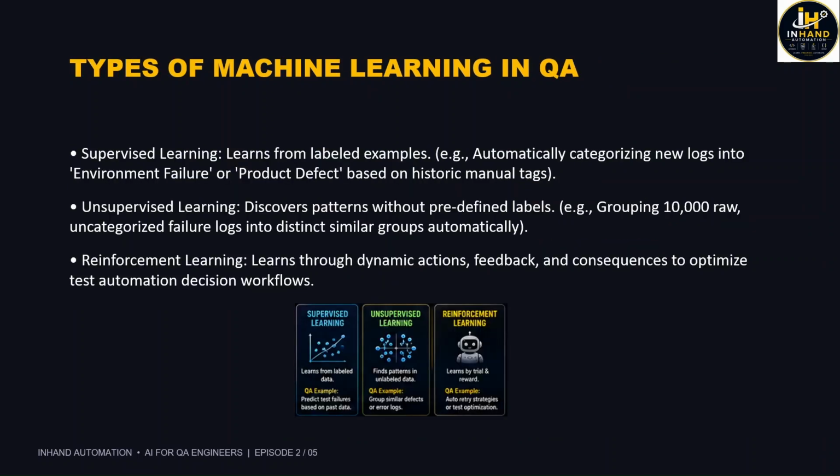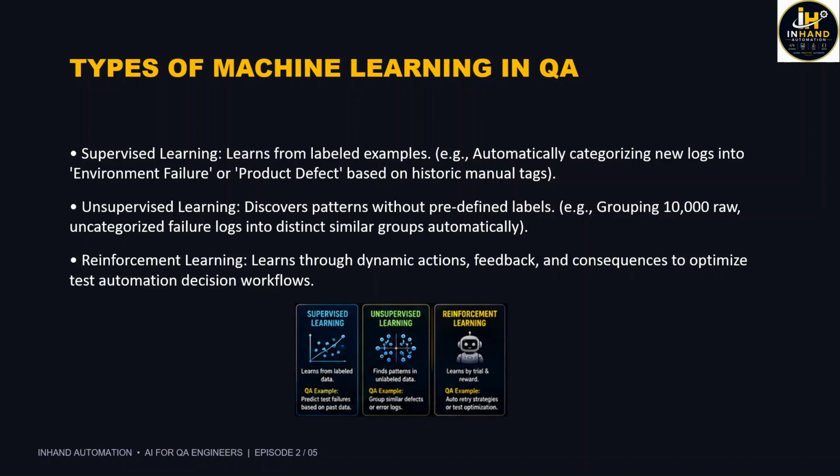We have different types of learning in machine learning. Let's go one level deeper. You might have heard terms like supervised learning, unsupervised learning, and reinforcement learning. Don't worry about the names. Let's understand them using Rahul.